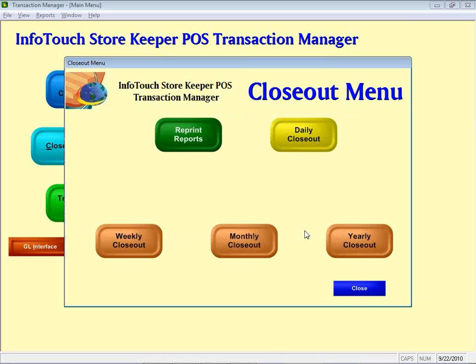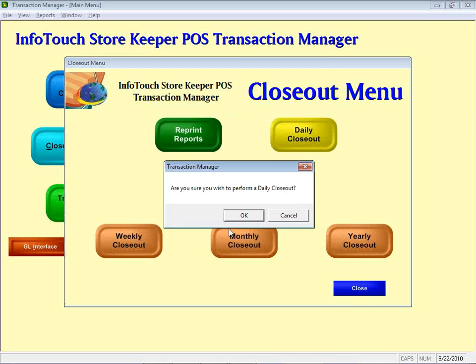Doing the closeouts themselves is generally nothing more than hitting daily closeout and OK. And at that point, it's going to print reports. If necessary, settle credit card batches. If you have the appointment book, it's going to go through the day's appointments and set them through no-shows and do a whole bunch of housekeeping. But basically, you as the store person don't have to do anything. You just hit the report, hit OK, and you're good to go.